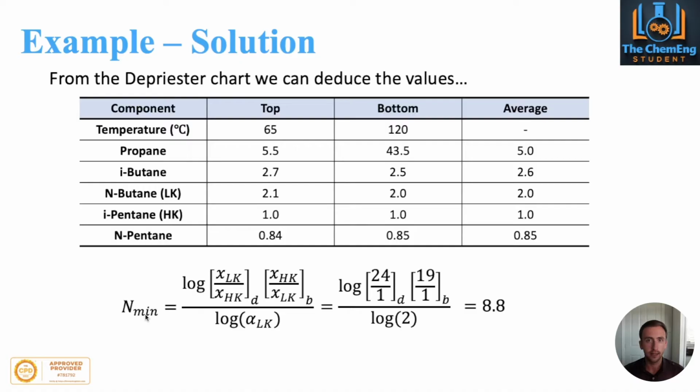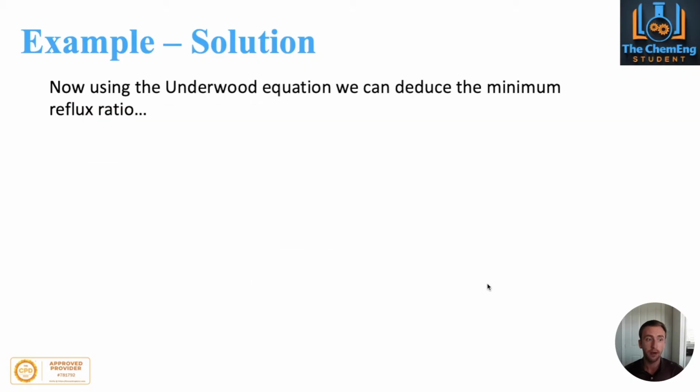Now this tells us that the minimum number of stages in order to achieve this desired separation would be 8.8. So that's the first part done. Now the second part is, using the Underwood equation, we can deduce the minimum reflux ratio. Because we've now found the minimum number of stages, now we need the minimum reflux ratio, i.e. what is the minimum amount of material that can leave and be returned to the column at the top in order for us to achieve these targets.